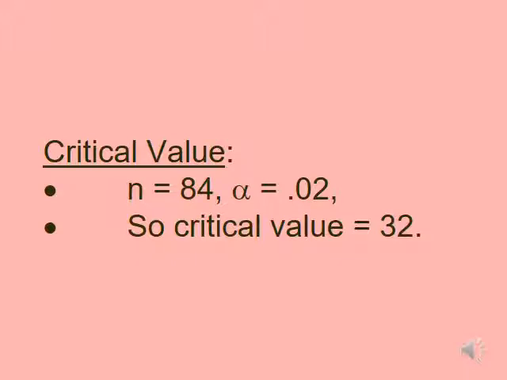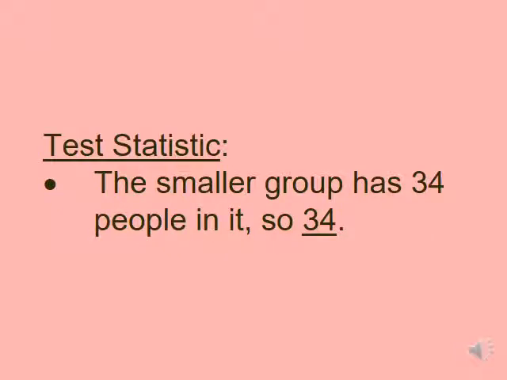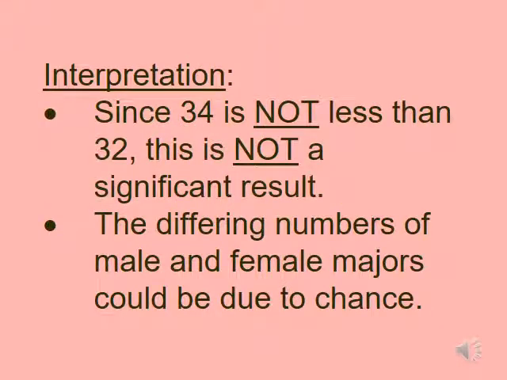That means I got a total of 84, and none of them appears to be both at once, so I use all 84 of those. I go to the second page of my table, I look up 84 and .02, and my critical value is going to be 32. The smaller group this time was the women. It had 34 in it, so my test statistic is 34. And this time 34 isn't less than 32. And so this is not going to be a significant result.